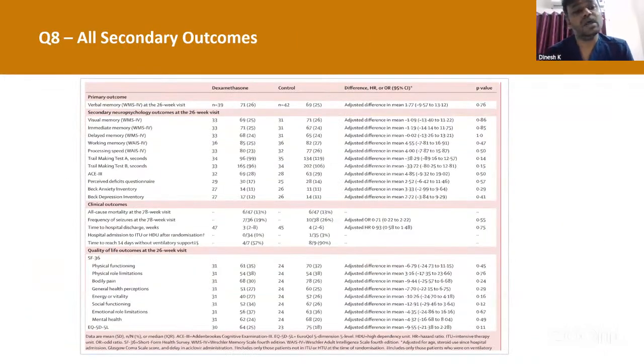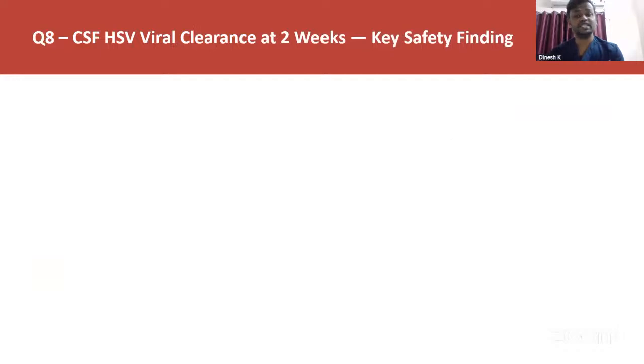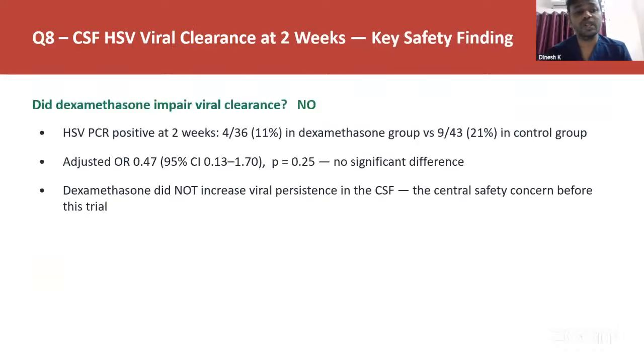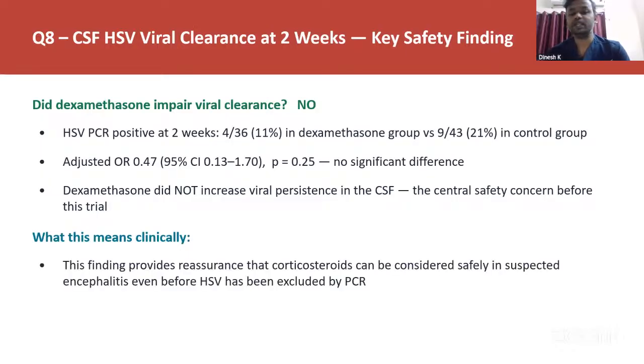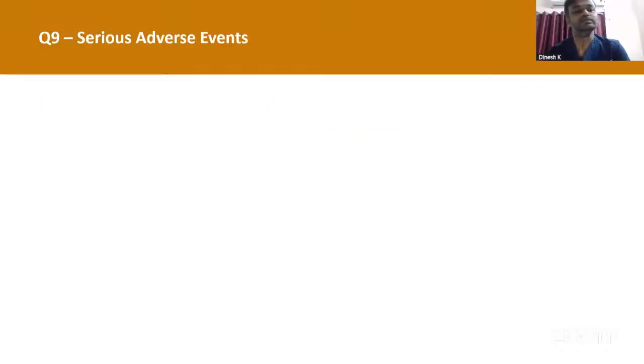Coming to the secondary outcomes, none of the secondary outcomes were statistically significant, be it the neuropsychology outcome, clinical outcome, quality of life, or the safety parameter. This safety finding also we have discussed: at 2 weeks, dexamethasone didn't impair viral clearance, which is a kind of safety marker. So the clinical point is that corticosteroids can be safely started in suspected encephalitis even before HSV has been excluded by the PCR.